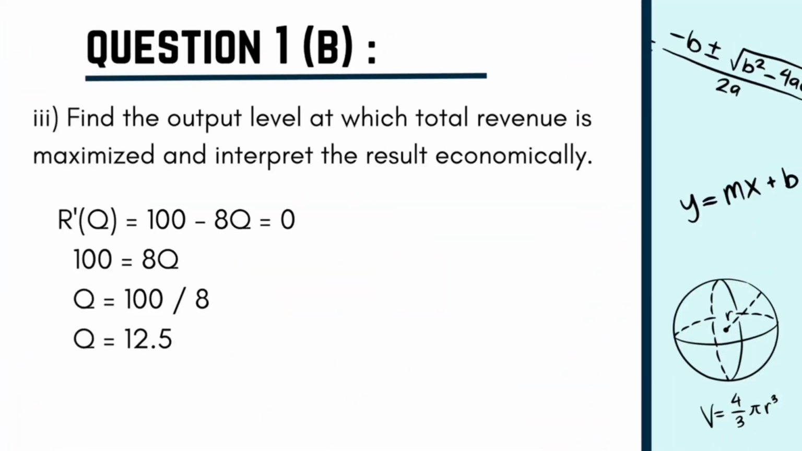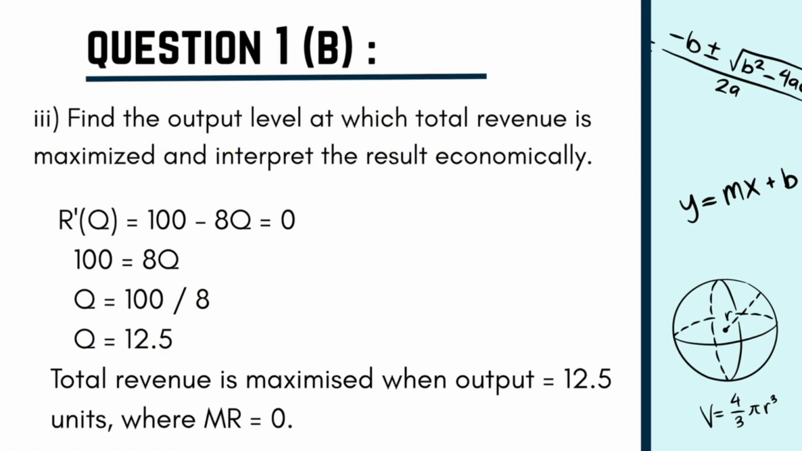Continuing with the revenue function, we need to find the specific output level that maximizes it. We set the marginal revenue, which is R prime Q equals 100 minus 8Q, to 0. Solving this gives us Q equals 12.5 units. Economically, this means the firm reaches its peak revenue when it produces exactly 12.5 units. Producing any more or less will result in lower total revenue.